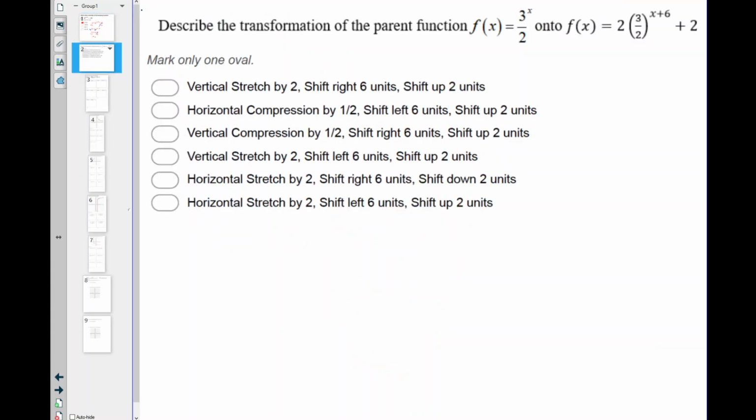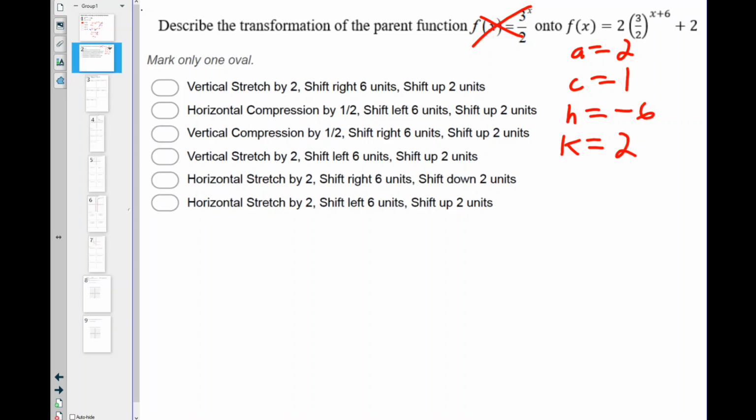Describe the transformations of the parent function onto this new one. So we don't even really care about what this is. We just care about over there. Let's identify A, C, H, and K. This is similar to the first one from the free response. What's A here? 2. What's C? 1. What's H? Negative 6. And what's K?